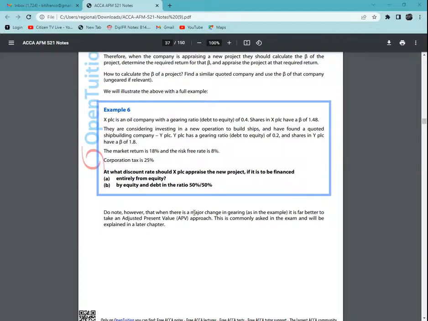They're considering investing in a new operation to build ships and have found a quoted shipping company, YPLC. This shipping company has a gearing ratio of 0.2, and the shares in YPLC have a beta of 1.8. Now, tell me, this beta of 1.8, how do you understand it? Is it beta equity of a levered firm or beta equity of an unlevered firm?